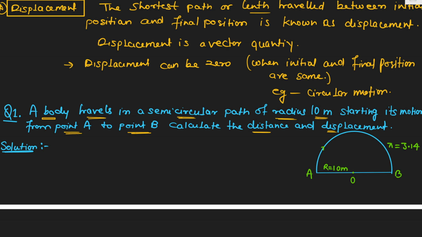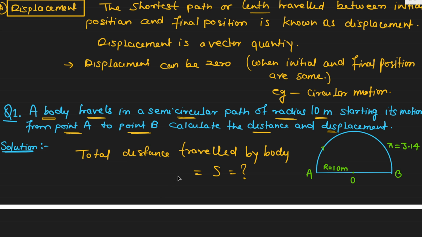So the total distance traveled by the body, we can write total distance traveled by body is equal to S. So this we need to find out. So how can we find it out? Here what is given? The pi value is given, pi equal to 3.14, and the r value is given, r equal to 10 meters.